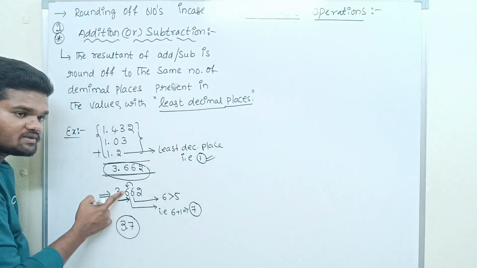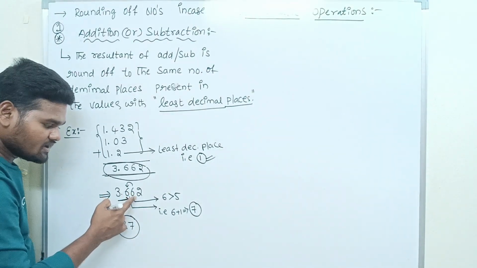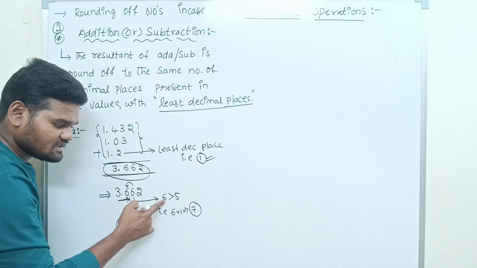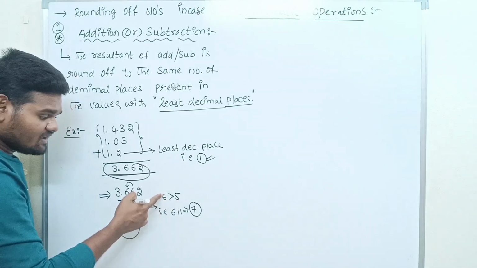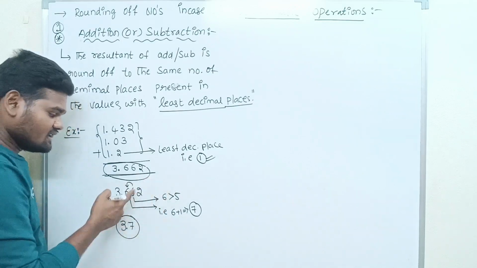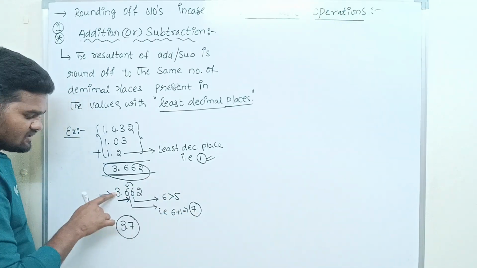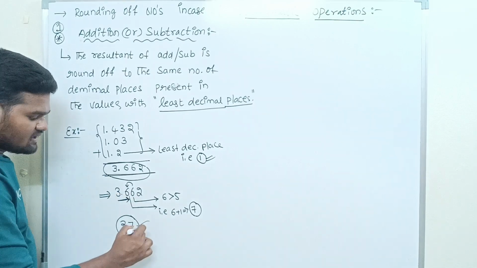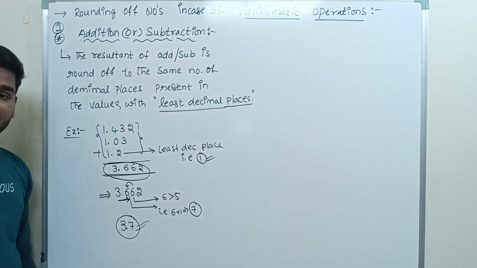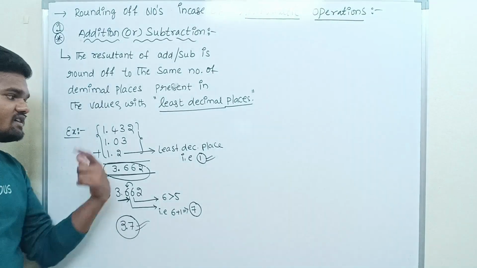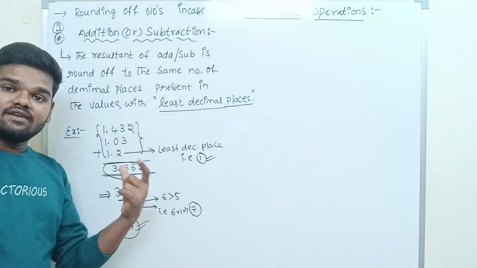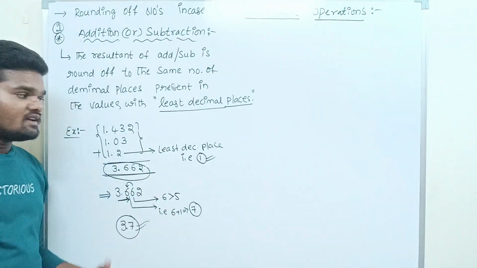Before rounding off, what do we have to check? The next immediate number. The next immediate number is 6, and 6 is greater than 5. When the next immediate number is greater than 5, the preceding digit is increased by 1. So 6 becomes 7, and 3.6 becomes 3.7. Are you clear? The same thing you have to do for subtraction.